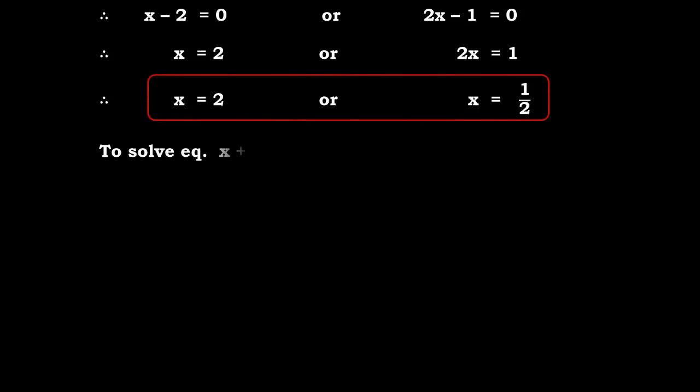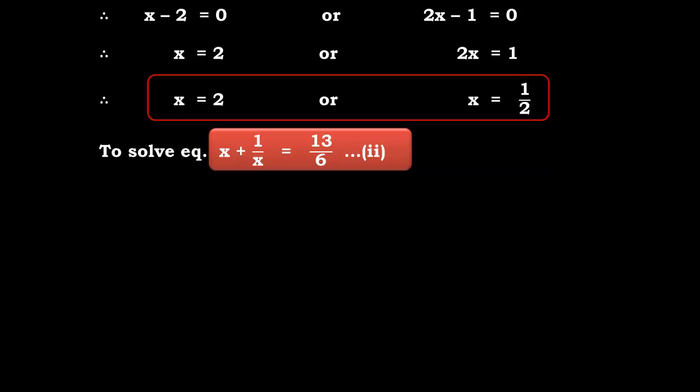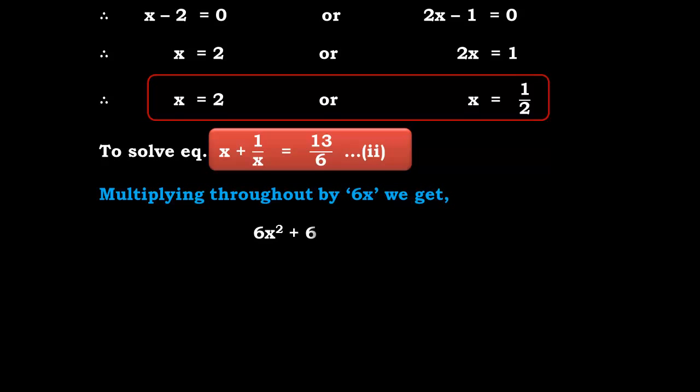Now we have to solve the second equation. x plus 1 upon x is equal to 13 upon 6. So convert this into standard form. First we have to multiply throughout by 6x. We get 6x square plus 6 is equal to 13x. So 6x square minus 13x plus 6 is equal to 0.